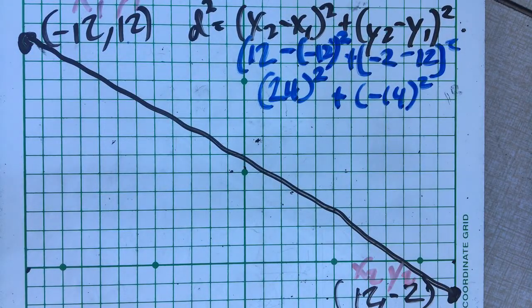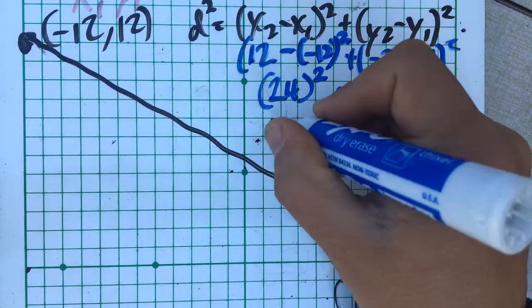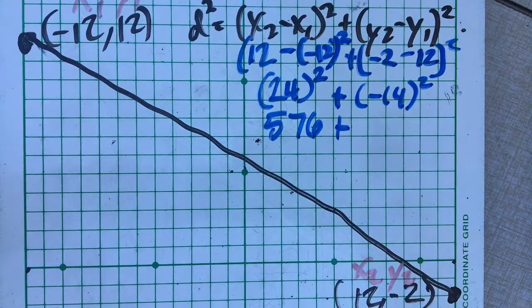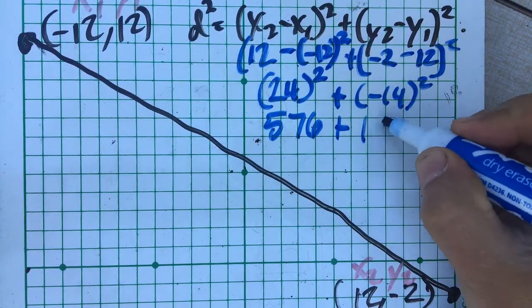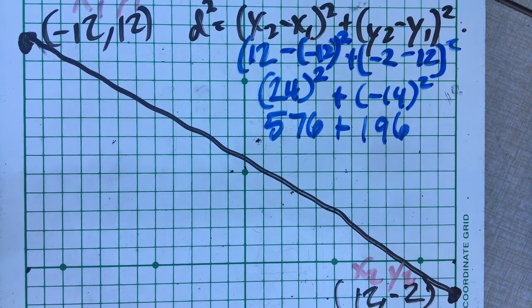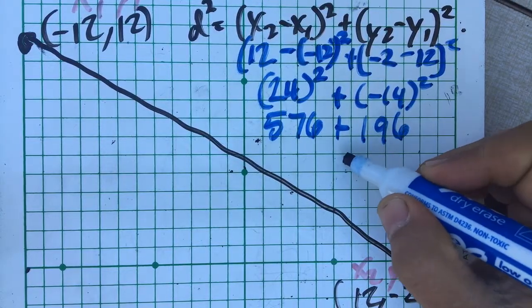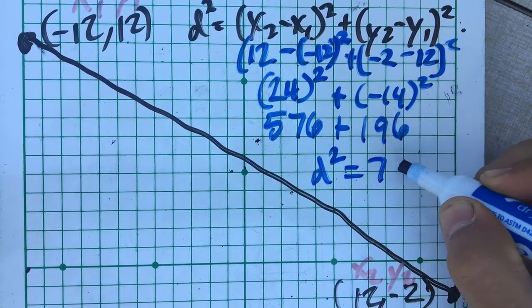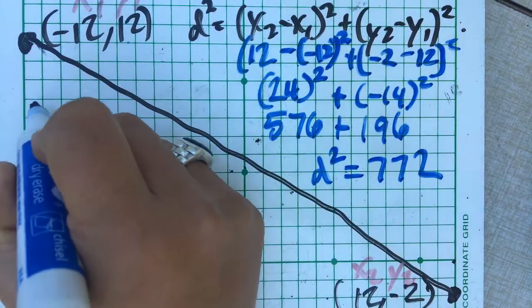Now I actually have to be able to know those things. You understand the formality of it, being able to work with the numbers. Now these numbers get pretty big. I would encourage you to have a calculator at this point, so I had to get mine. So 24 squared is 576 plus, that would be negative 14 squared, so this is 196, just like I showed you in class. But 196 plus 576 gives me d squared equals 772.